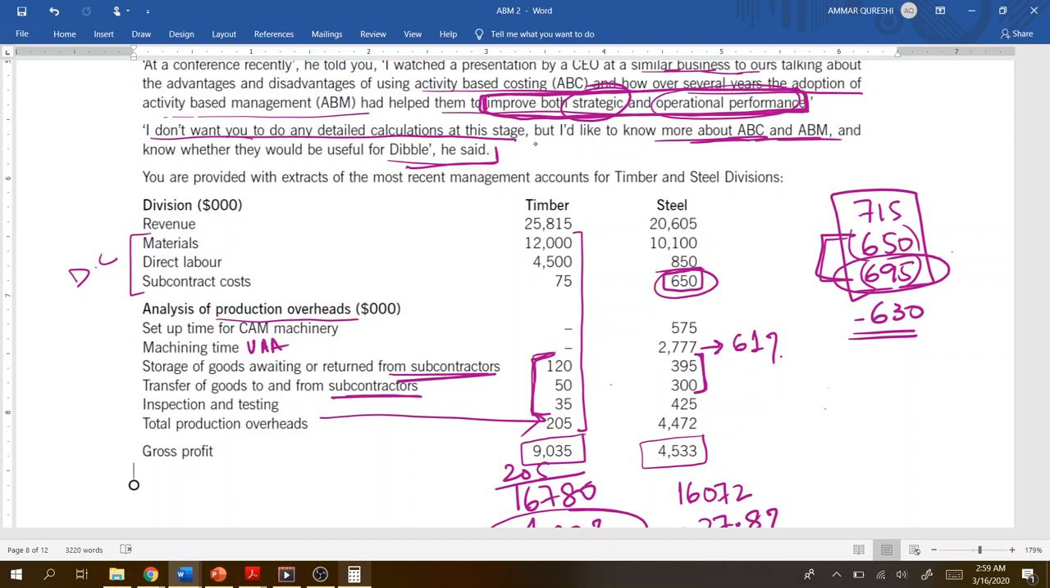Then setup time for CAM machinery. This is not a value-added activity, but it is an activity which is actually required for the manufacturing of the product. So probably we cannot eliminate this as well. We can try to reduce this time, right?